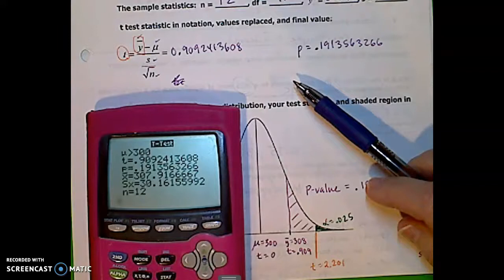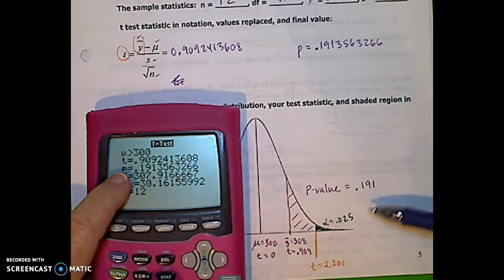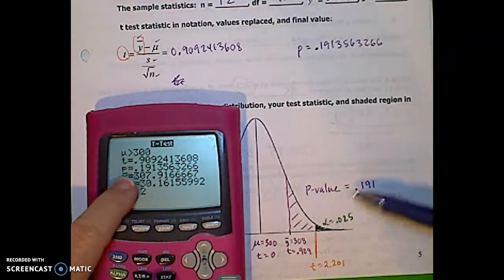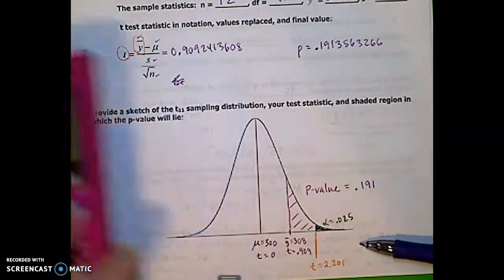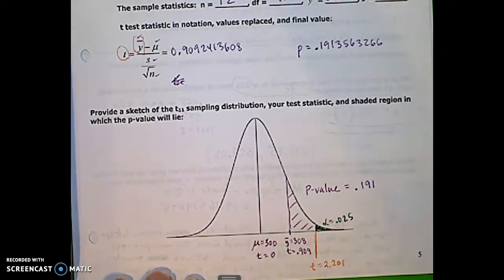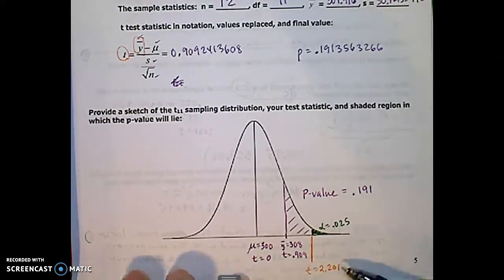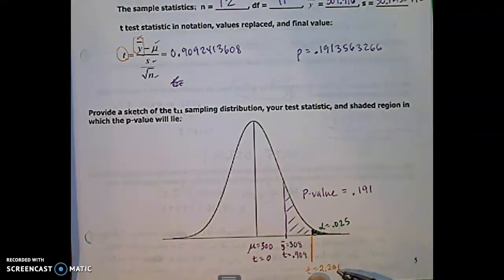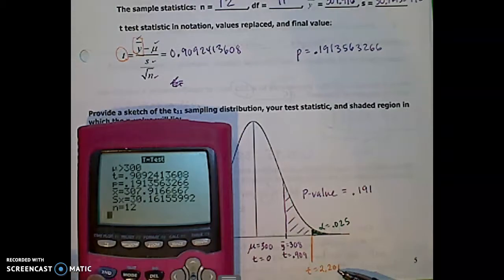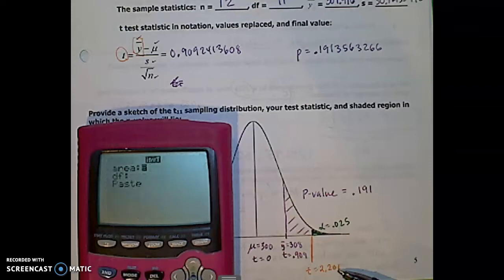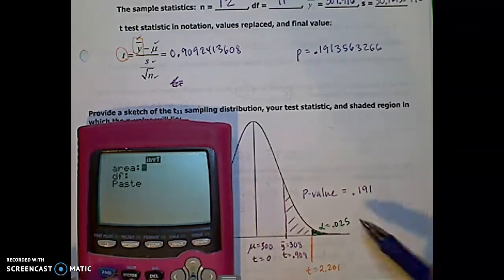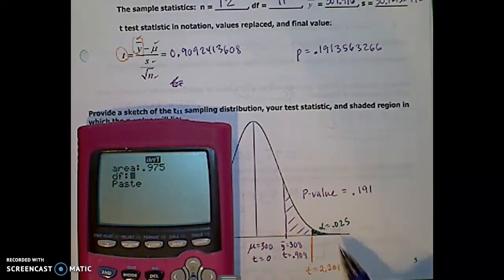So we'll calculate this. There's my t-score, 0.909, and the p-value, 0.191. And we have most of what goes with this picture. Now the alpha value of 0.025, if you wanted to know what t-score that went with, you could use your inverse t. Remember I showed you that a couple days ago. You could do second distribution, inverse t. Put in this area. The area to the left of this would be 0.975. Degrees of freedom here are 11. And this t-score would be 2.201.